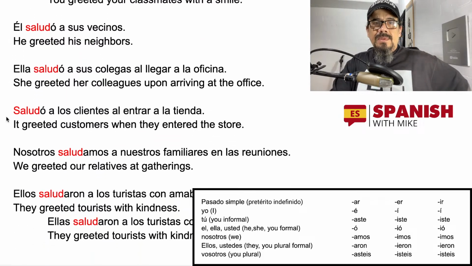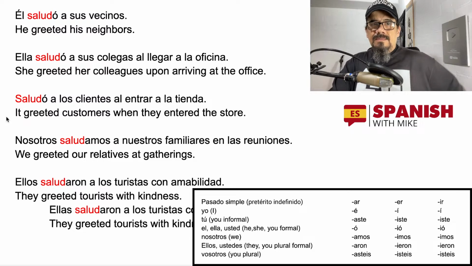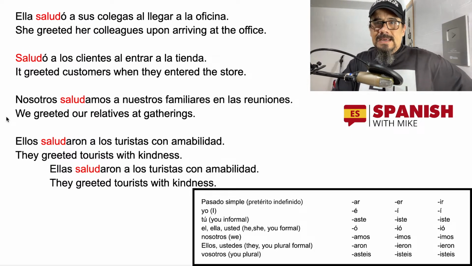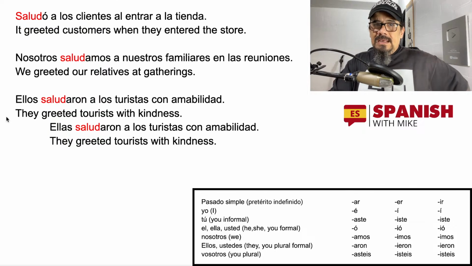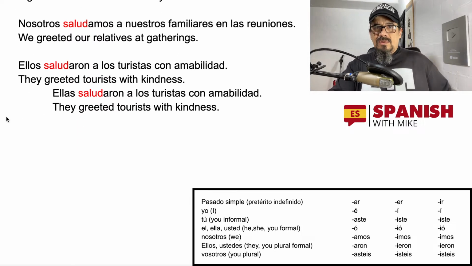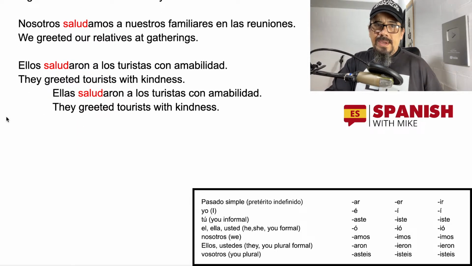Plural, in Spain. Él saludó a sus vecinos. He greeted his neighbors. Ella saludó a sus colegas al llegar a la oficina. She greeted her colleagues upon arriving at the office. Saludó a los clientes al entrar a la tienda. It greeted customers when they entered the store. Nosotros saludamos a nuestros familiares en las reuniones. We greeted our relatives at gatherings.